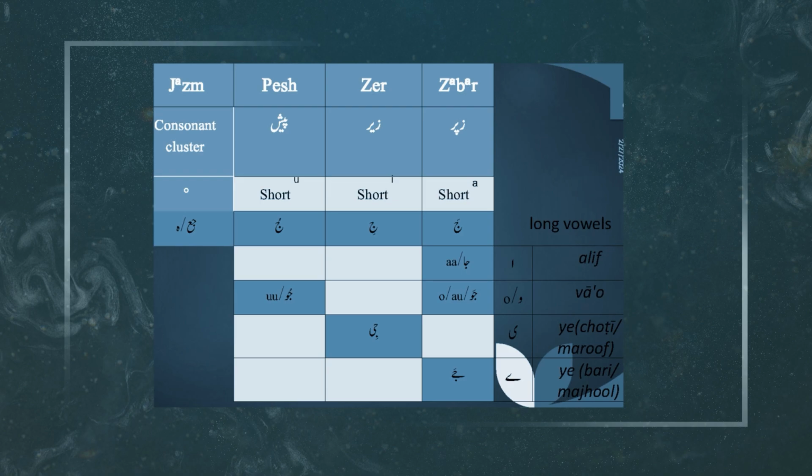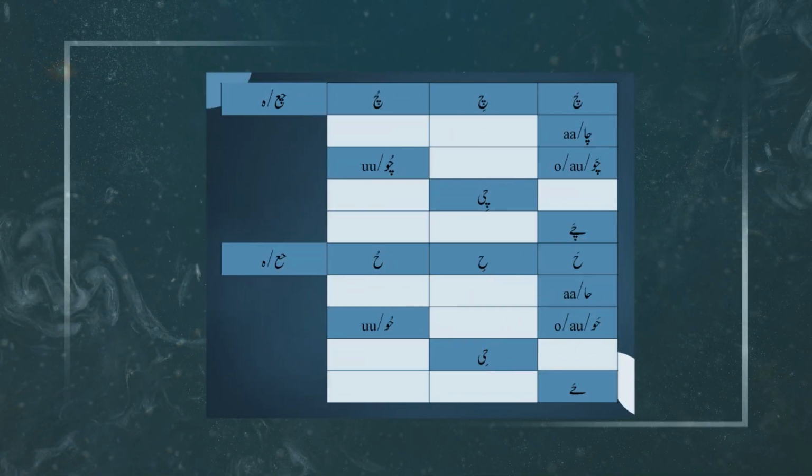Similarly, apply these diacritic marks with another alphabet, that is Cha. It will sound like Cha, Chi, Chu, Cha, Cha, Cha, Chao, Chu, Chi, Che. Recite with me.